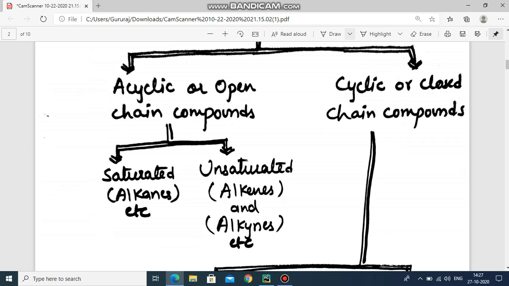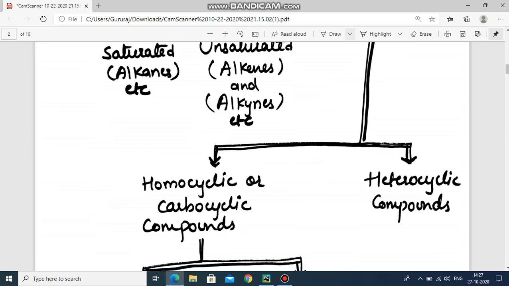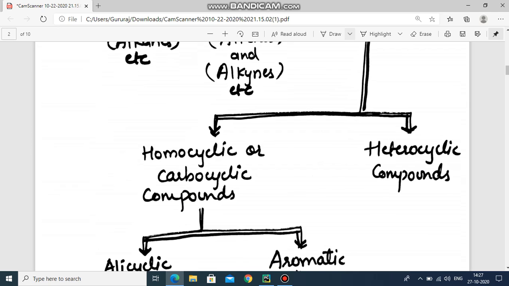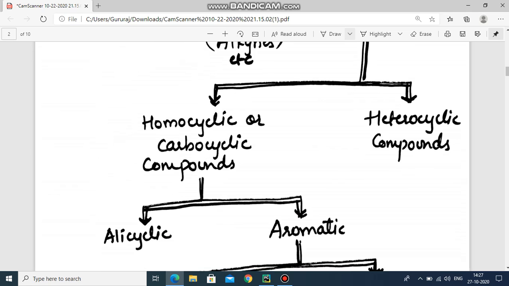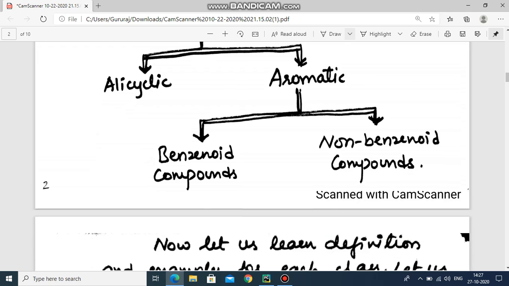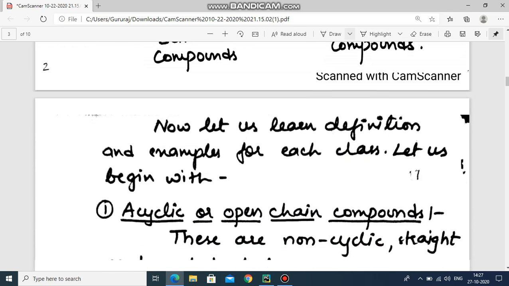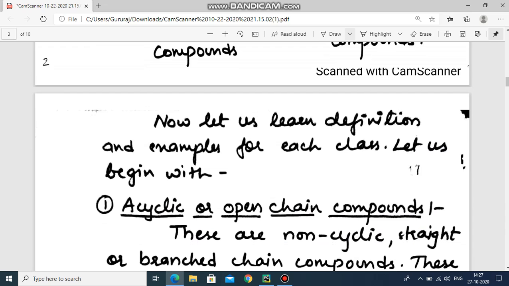In the cyclic or closed chain compounds, the classification is further carried out as homocyclic or carbocyclic compounds and heterocyclic compounds. The homocyclic compounds can be further classified into alicyclic and aromatic compounds. And the aromatic compounds can be further classified into benzenoid compounds and non-benzenoid compounds. So you have seen that all the classification of the organic compound is based on the structure. Now let us see one by one the definition and the example for each class.